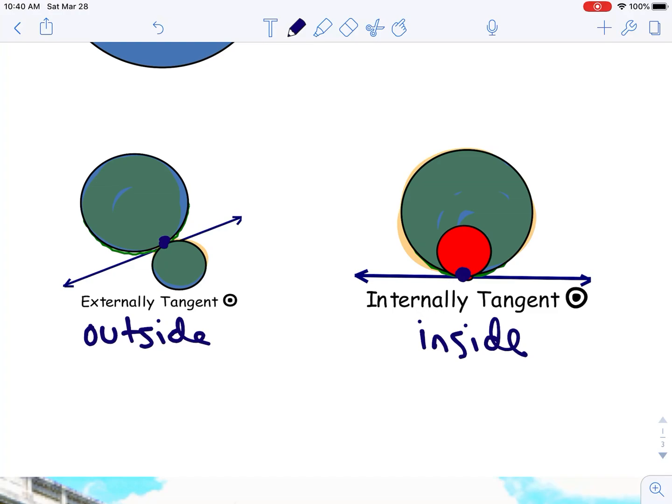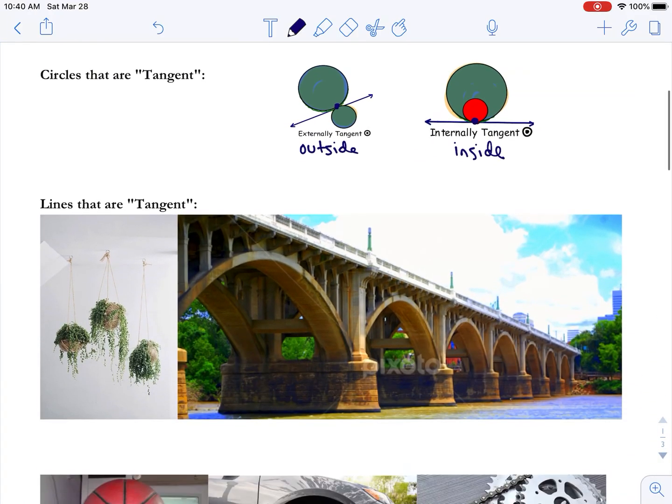Because if I just give you a picture and I say, hey, are these externally tangent or internally tangent? It should not be a 50-50 guess. You should actually know what those words mean. All right, let's talk about tangents.